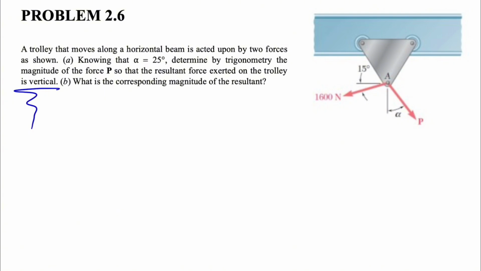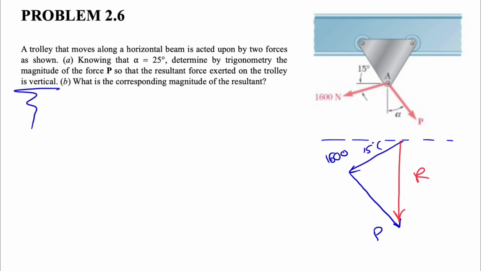So we're going to go with the triangle rule, and let's see how we can find the resultant. By the triangle rule, we have the first force, the 1600 Newton, and we know that this force is making 15 degrees with the horizontal. We're going to draw the second force, which is our P, whose magnitude we need to figure out. The resultant would be the vector that connects the tail of the first vector to the head of the second vector, which is P.